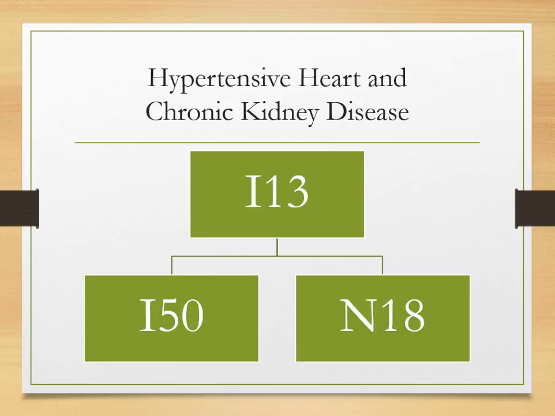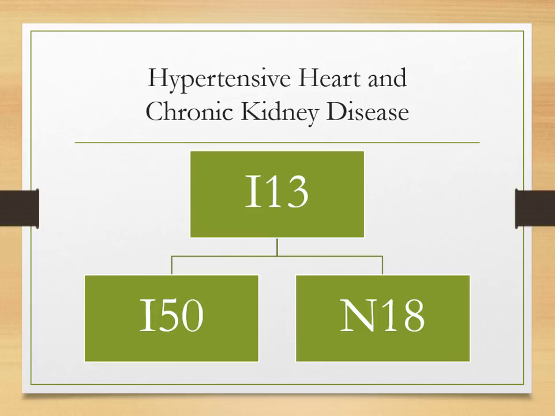Now, I want to tell you that there are some Excludes notes at I13, in your tabular list, that specify the conditions included at I11, I12, and I13. It's basically telling you that if they have the conditions in I11 and the conditions in I12, you're going to be using I13.